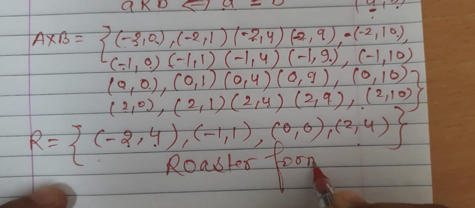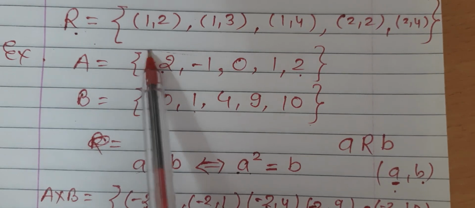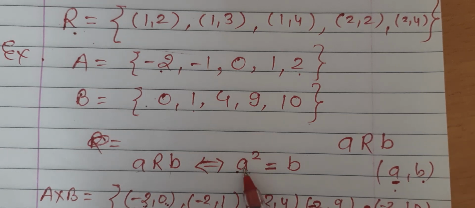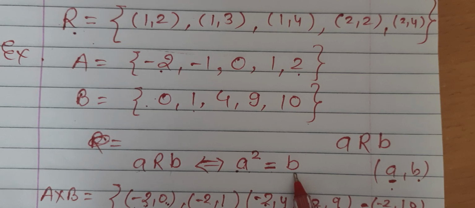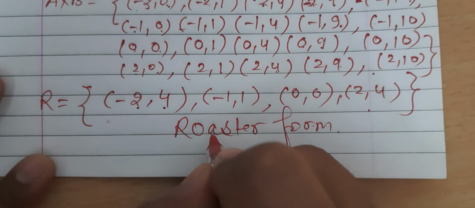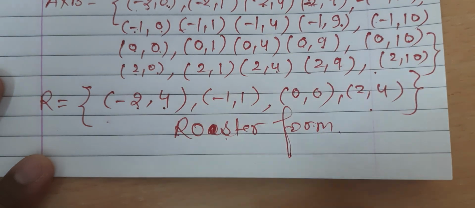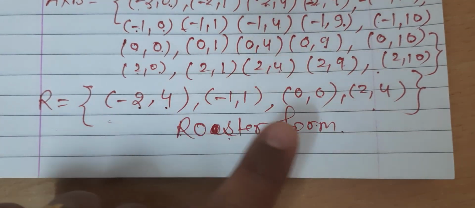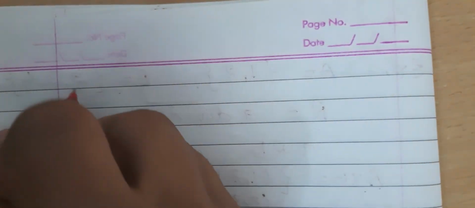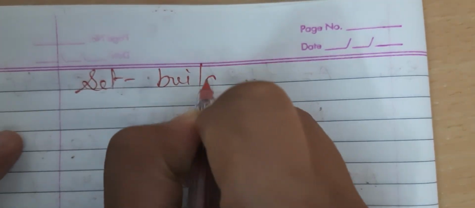In the exam you will get a question like: you are given sets A and B where R is a relation such that A square equals B, then write R in roster form. So how will you write? You will write in this form. This form is called roster form. It's not A, R-O-S-T-E-R, roster form. Another form is set builder form.